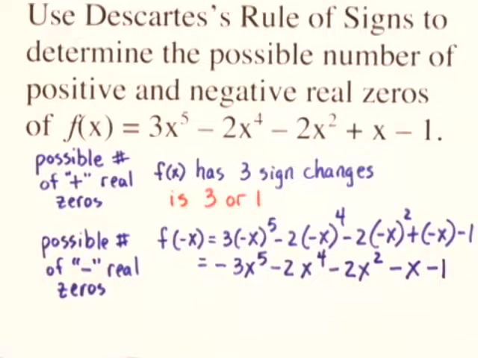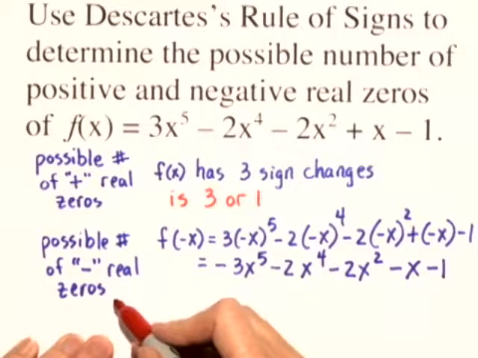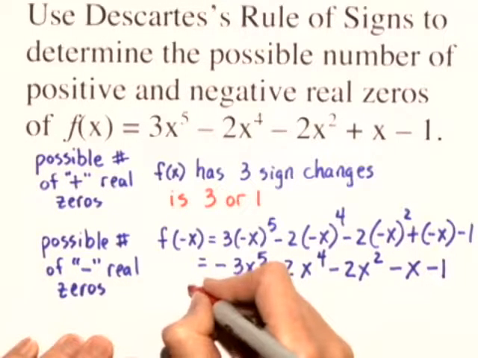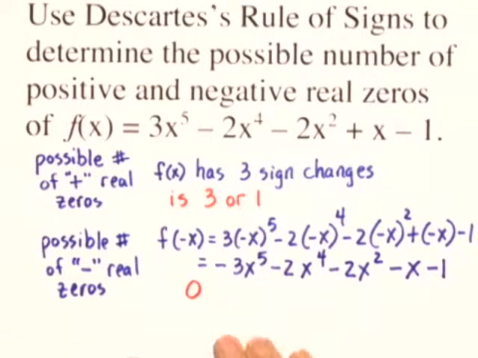So let's look at the number of sign changes for f of negative x. It starts out negative, and notice what happens. It doesn't change to positive at all. So therefore, we can say the possible number of negative real zeros is 0, because there are no sign changes in f of negative x.